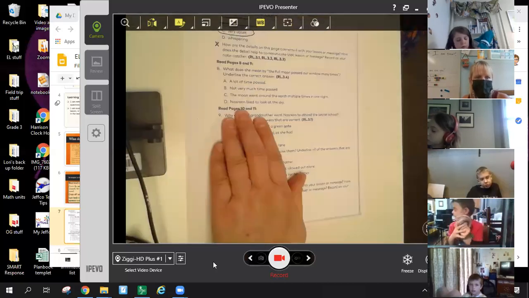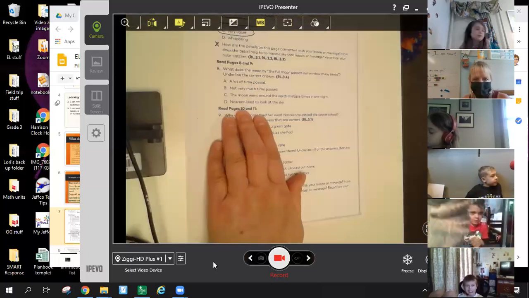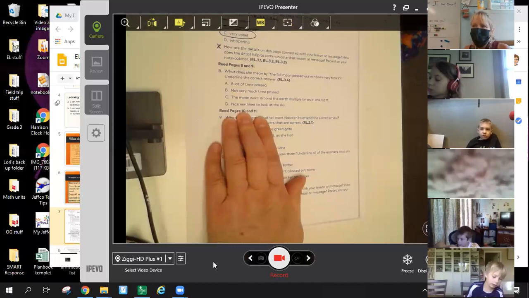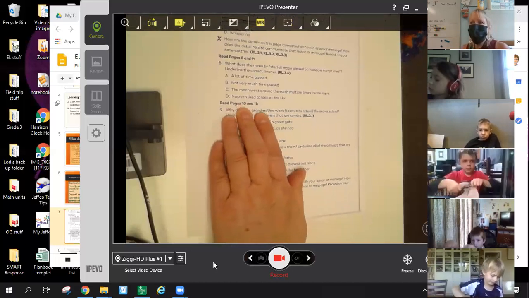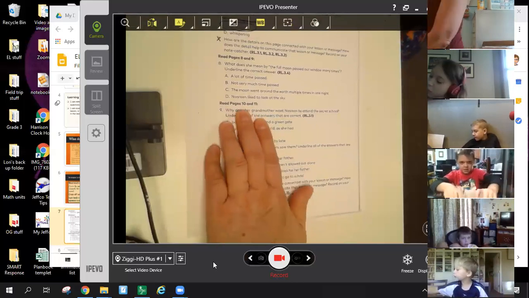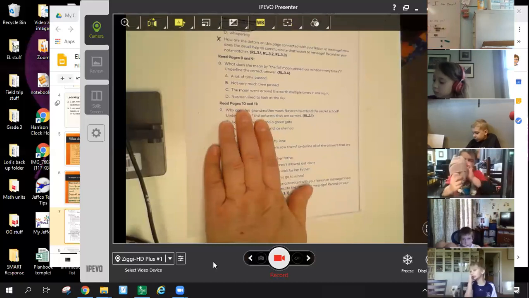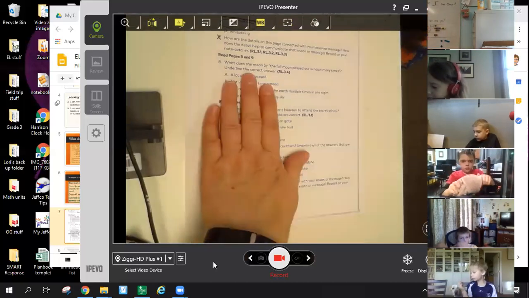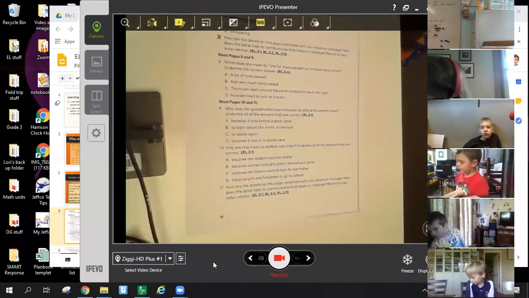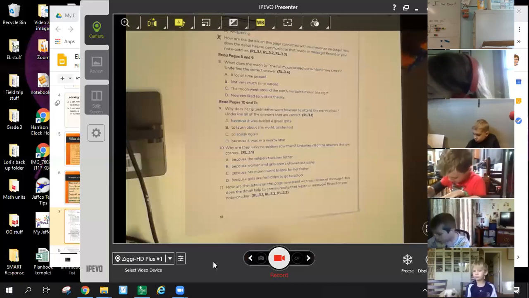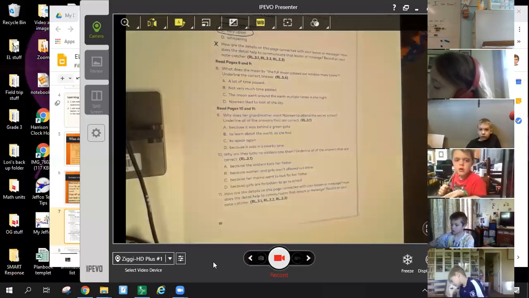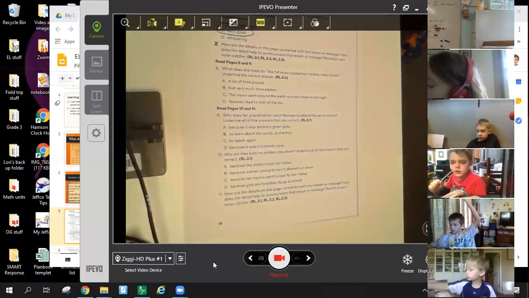Are we ready for the choices to see which one we like? A, a lot of time passed. B, not very much time passed. C, the moon went around the earth multiple times in one night. D, Nazarene liked to look at the sky. So see which one of these matched your answer. And then let's decide which ones to cross out. Okay, anybody at home have one that they want to cross out that they know is definitely not our right answer?